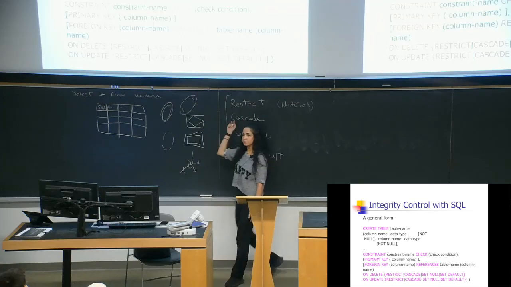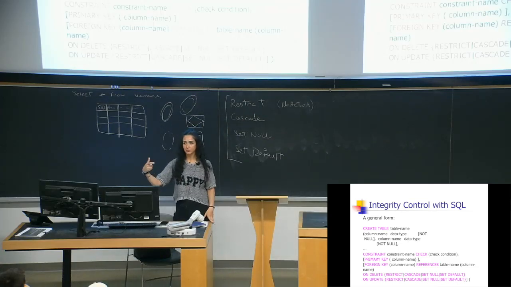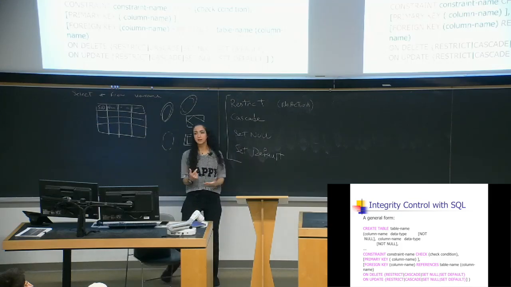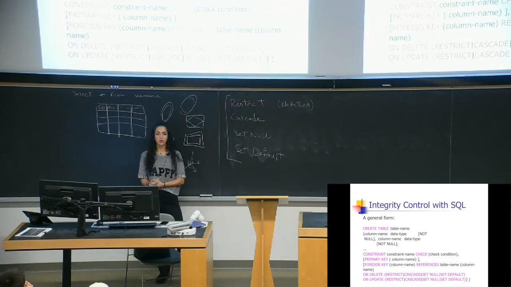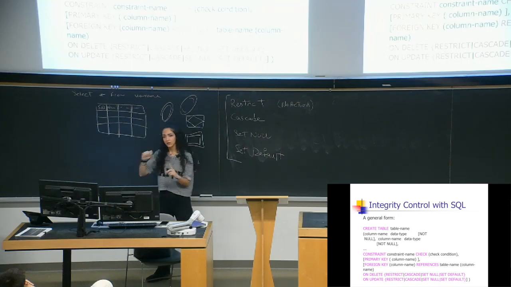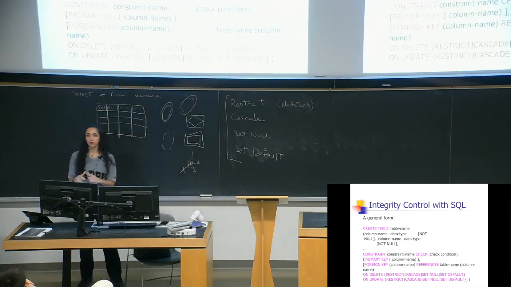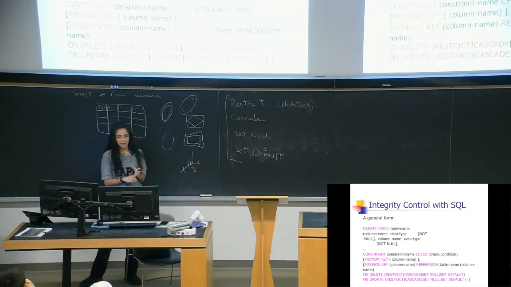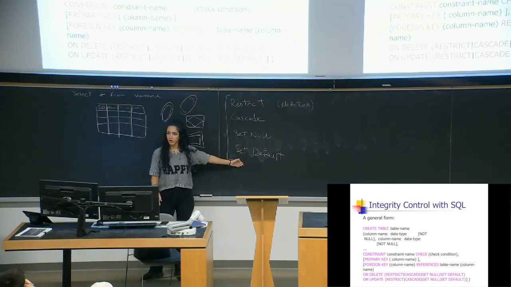Now cascade means if you are deleting that department from the department table, if you remove the ECS department, you want to cascade that in the other table as well. So if, for example, the ECS department is removed, it means that the role, that is Mona, working in the ECS department, should be removed as well. And then we have set null and set default.